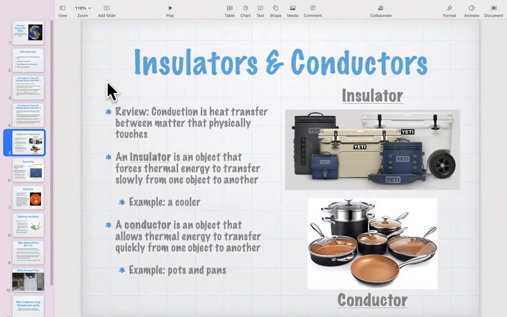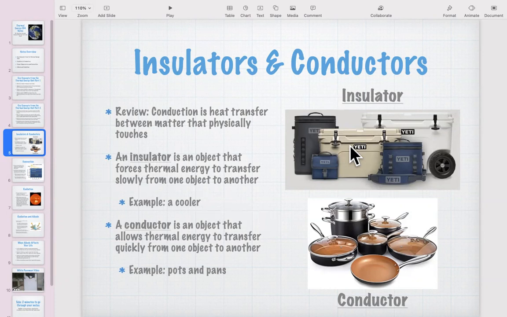So insulators and conductors. You might have heard these words before. They're used a lot in electronics, but they have a slightly different meaning when it comes to thermal energy. As a review, conduction is heat transfer between matter that physically touches. When things are touching, there will be heat transfer if their temperatures are not the exact same. But an insulator is an object that forces thermal energy to transfer slowly from one object to another. For example, a cooler. Like all these Yeti coolers, when you put ice in there and soda or whatever, the insulation of the cooler will stop the thermal energy from the air getting to your ice.